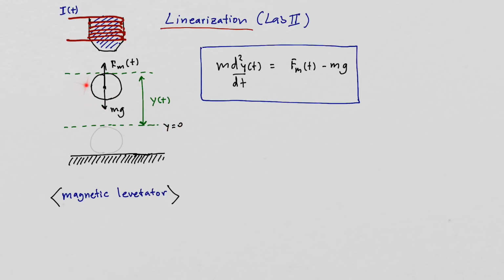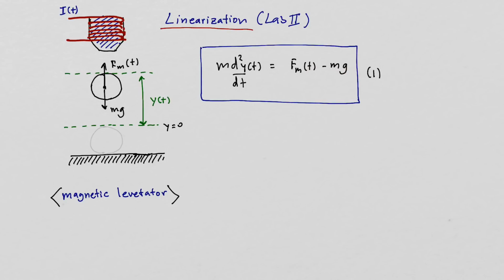The ball is being affected by the gravitational force mg, and here we want to generate a counter force Fm to lift it up. And we can do that by changing the current through the coils here. If we just consider the dynamics of the ball, it is governed by Newton's law. On the left, you see mass times acceleration equals the total force, that contains the magnetic force Fm subtracted by the gravitational force mg.